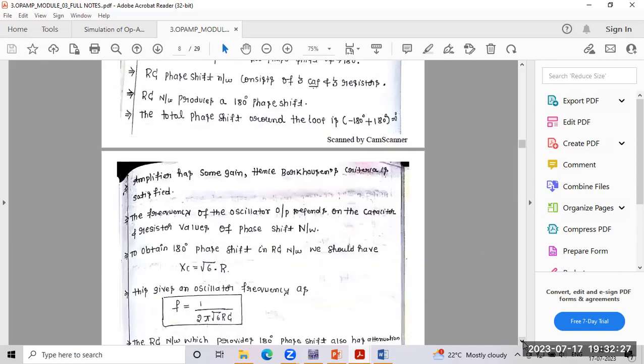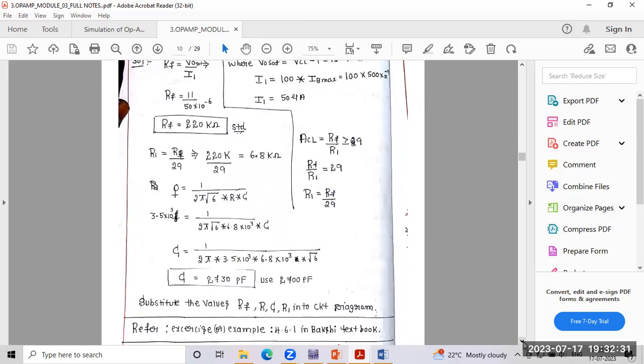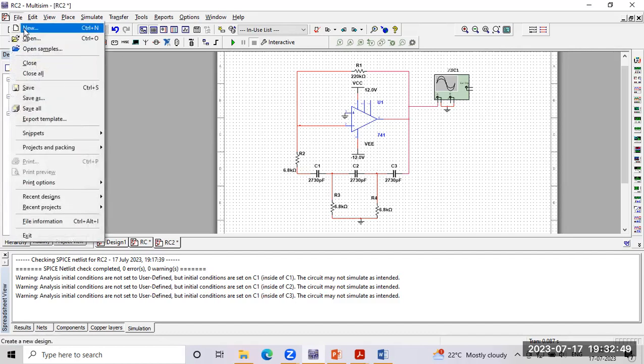Okay, now I think all of you understand the theory portion and the problem about this oscillation network. Now I'm going to show you how to simulate the circuit in the Multisim platform. Here we already made the circuit, but now I'm going to do it separately for you guys.